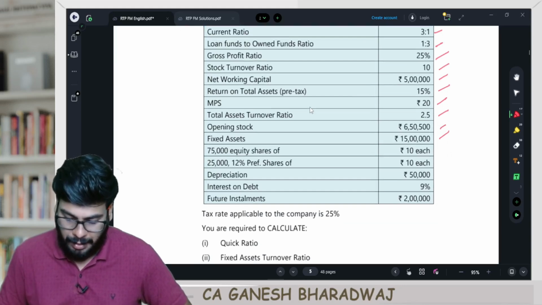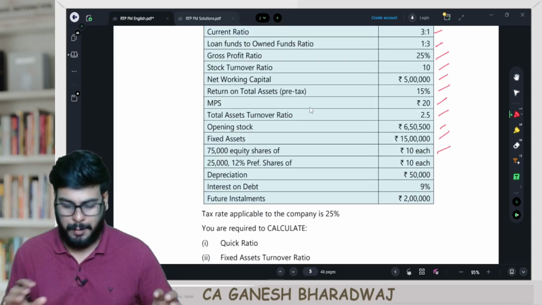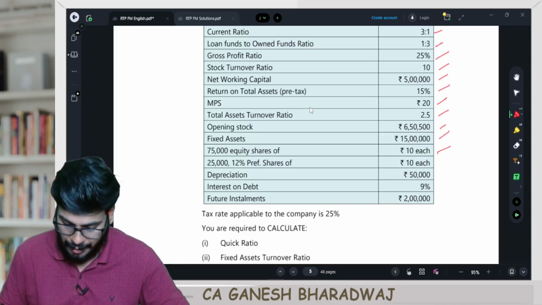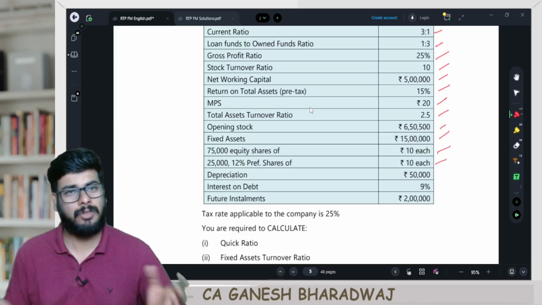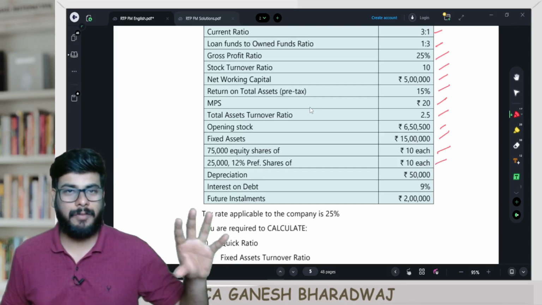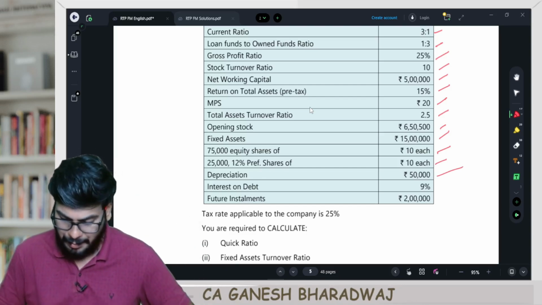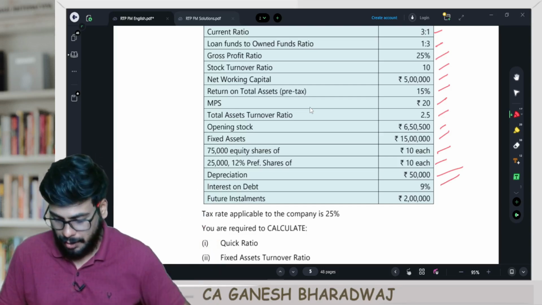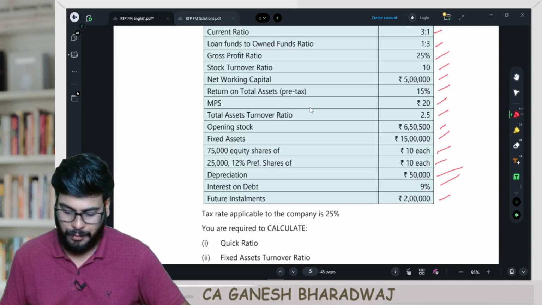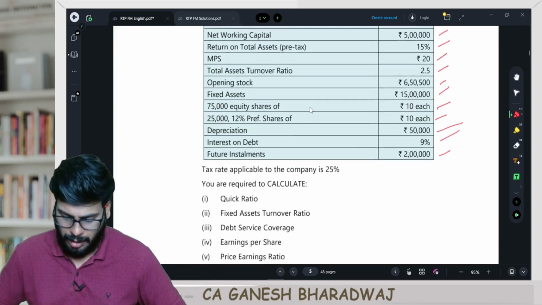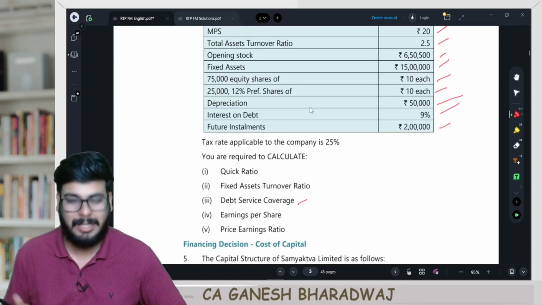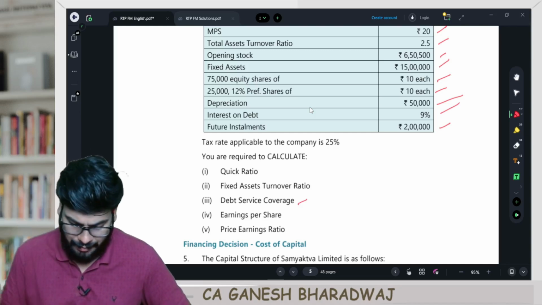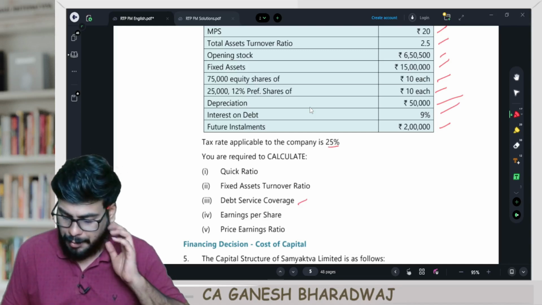Now there are 75,000 equity shares of rupees 10 each, which means the equity share capital value is 7.5 lakhs, and 25,000 12% preference shares of rupees 10 each. So technically here there are 2.5 lakh rupees worth of preference share capital. Depreciation is given as 50,000 rupees, interest on debt is 9%, and future installments is given as 2 lakhs. So future installments is there. So obviously, look at this, they're asking debt service coverage ratio. Fine. So tax rate applicable to the company is 25%.